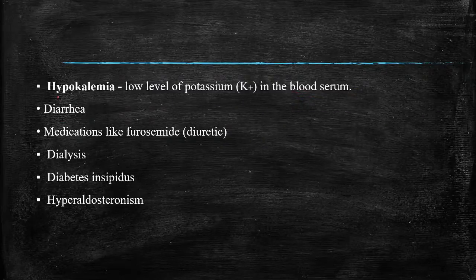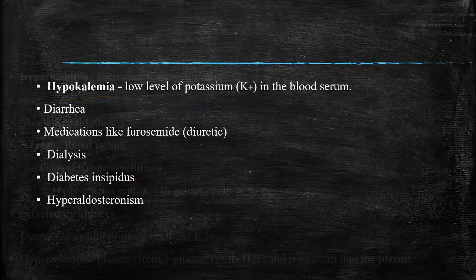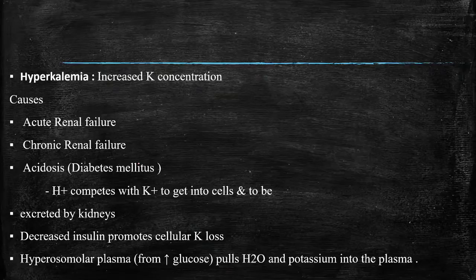Okay, hypokalemia, that is low potassium level in the blood serum. This may be due to diarrhea or certain medications like diuretics such as furosemide, or in case of dialysis, diabetes insipidus and hyperaldosteronism, which can cause lower potassium level. High potassium level is hyperkalemia. It may be due to acute renal failure, chronic renal failure, acidosis.